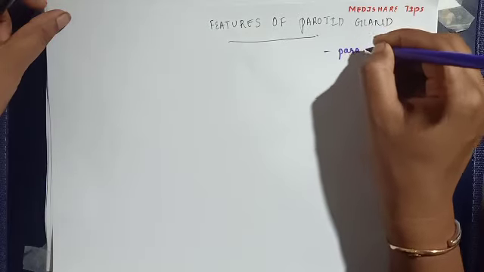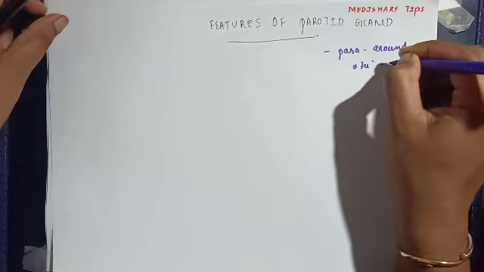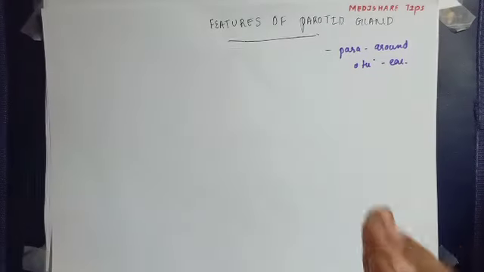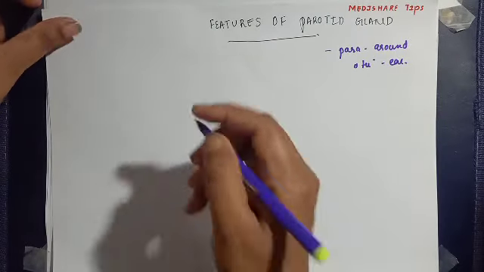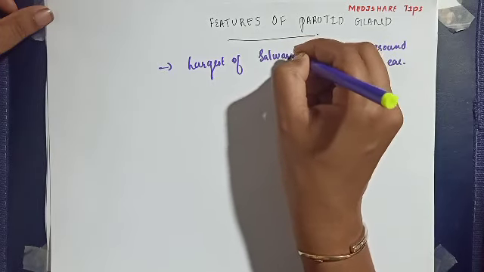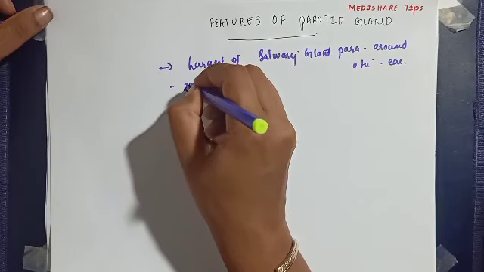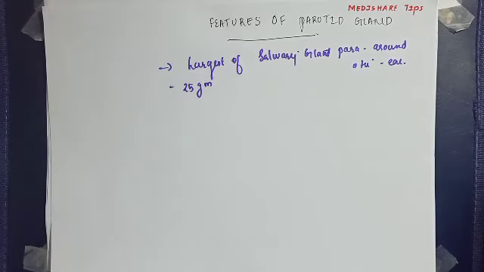While discussing the features of the parotid gland, first I want to tell you the meaning of parotid. In parotid, para means around and otic means ear. So it means around the ear, that is, it is related to the ear. One peculiar feature of this parotid gland is that it is the largest of the salivary glands. That is one feature, and the weight of the parotid gland is around 25 gram.